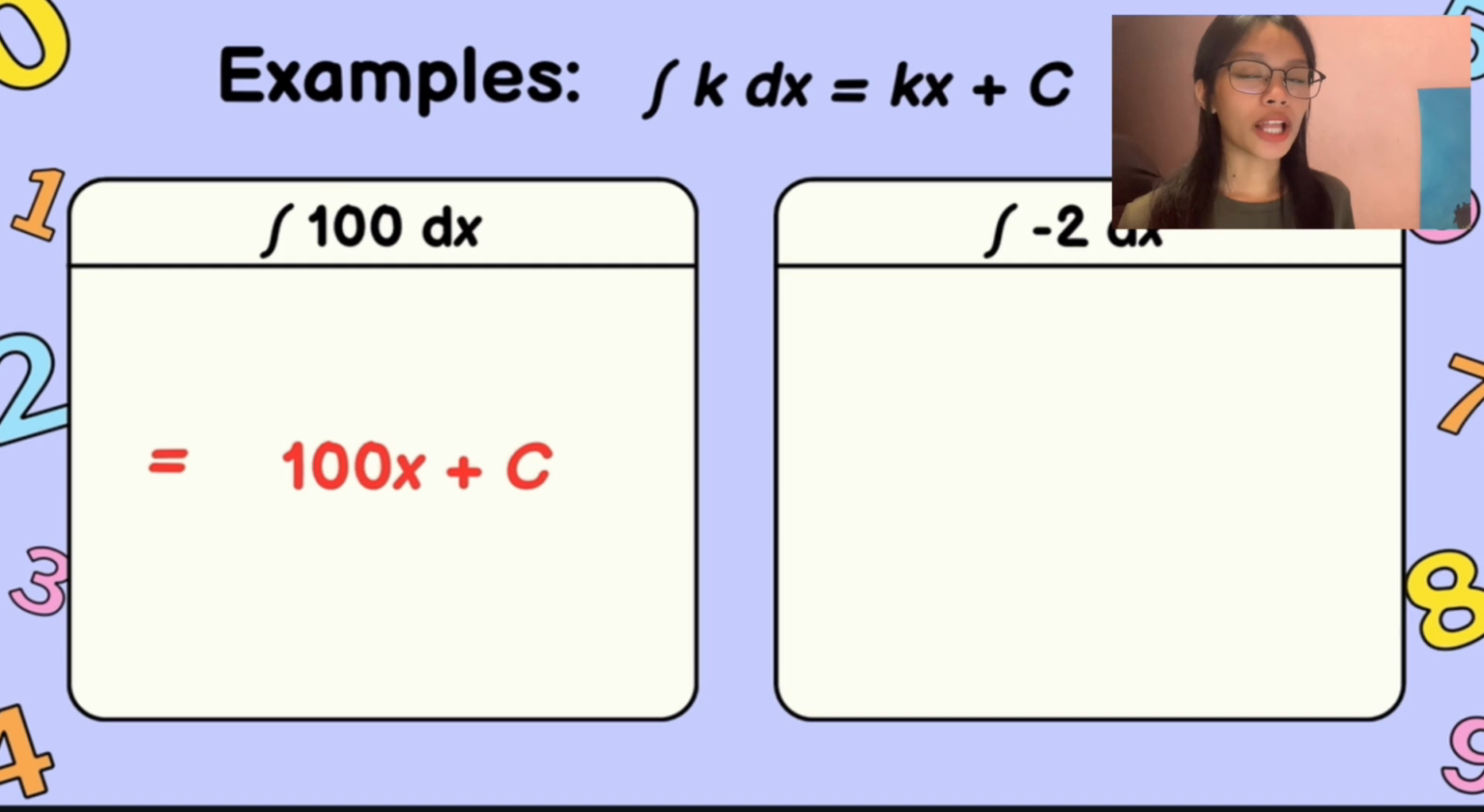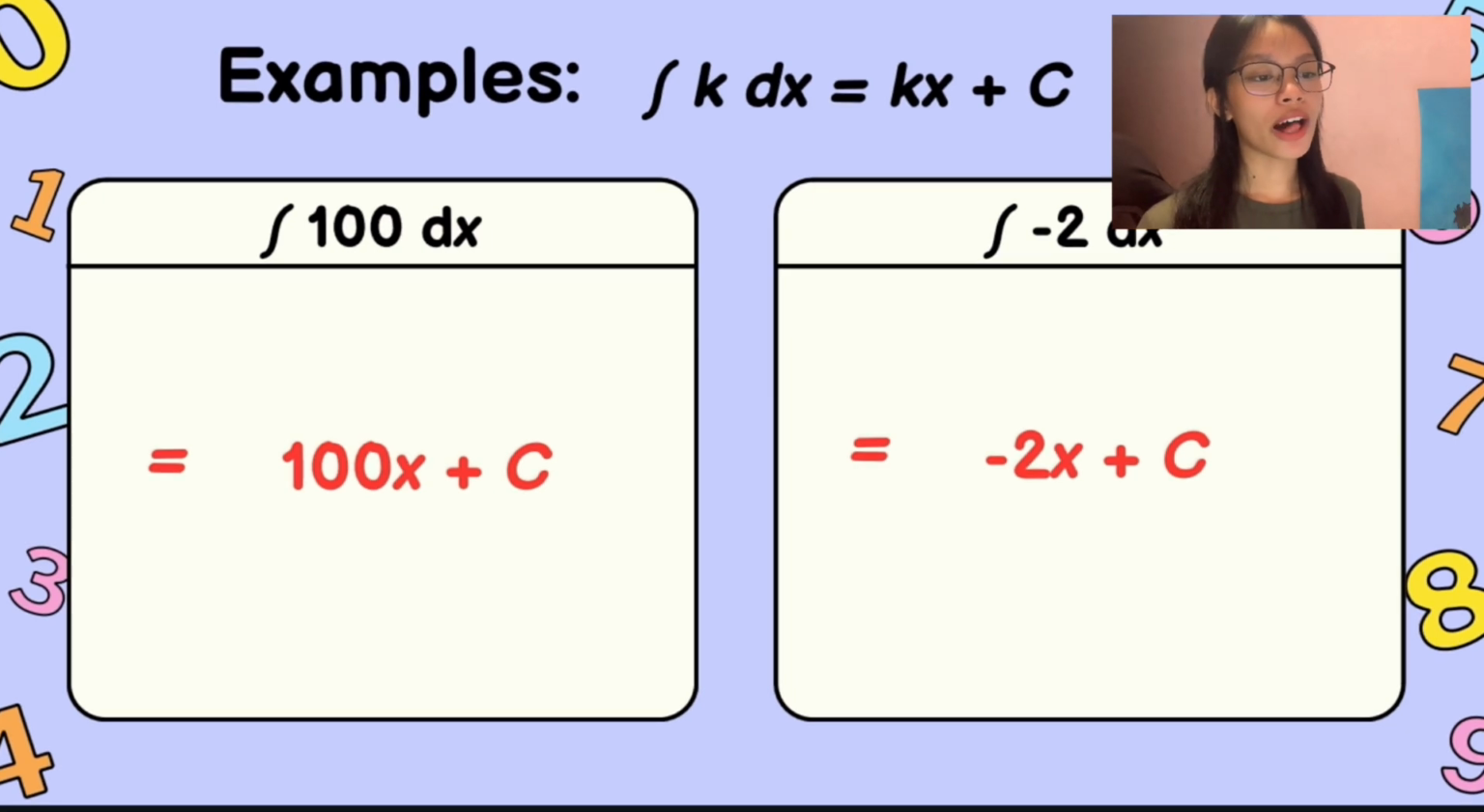Number 2 shows what will happen if there is a negative sign. It will only be negative 2x plus c. You will only need to substitute the values.